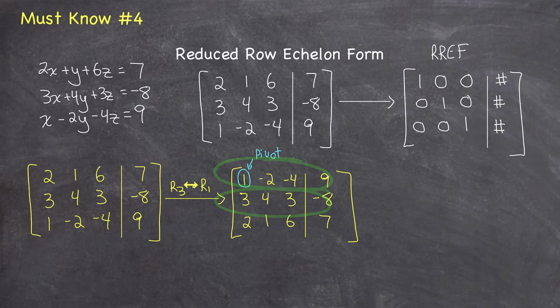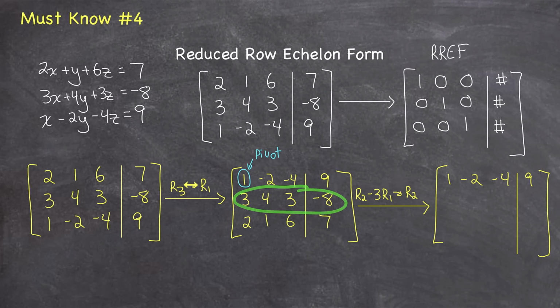So row 1's actually staying exactly the same. I'll leave it as it is. But I'm replacing all of row 2 with each of these entries minus 3 times those entries. And now I also want this 2 to become a 0. So I can replace all of row 3 with row 3 minus 2 times row 1.